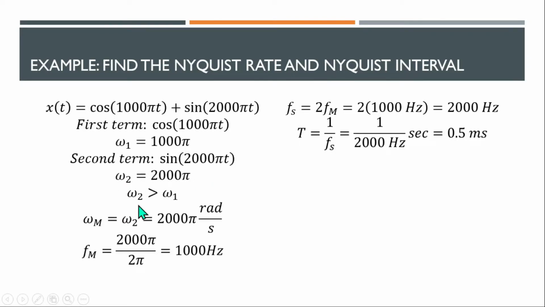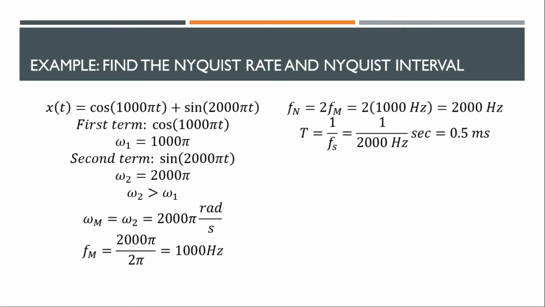In this case, ω_2 is greater than ω_1. To get the maximum frequency, we have ω_m equals ω_2 equals 2000π radians per second. Expressing it in terms of hertz, f_m is equal to 2000π divided by 2π equals 1000 hertz. Determining the Nyquist rate, we have f_N equals 2f_m equals 2 times 1000 hertz equals 2000 hertz. This is the Nyquist rate.